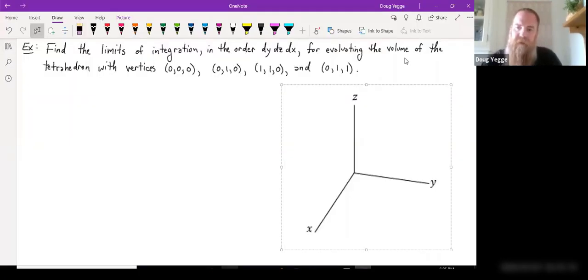So we're now going to get some practice finding a triple integral with all of the limits of integration in all 6 orders. So we're going to start by just coming up with one, just so we can construct this figure and understand how we're creating the limits of integration. So let's find the limits of integration in the order dy, dz, dx for evaluating the volume of the tetrahedron with vertices at these locations.